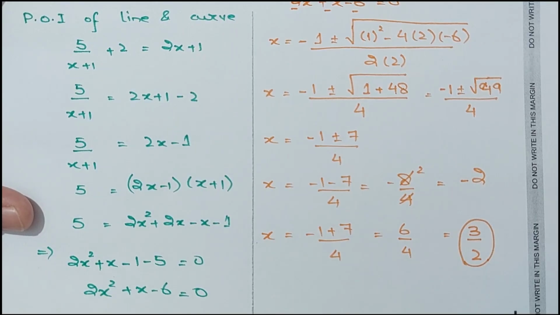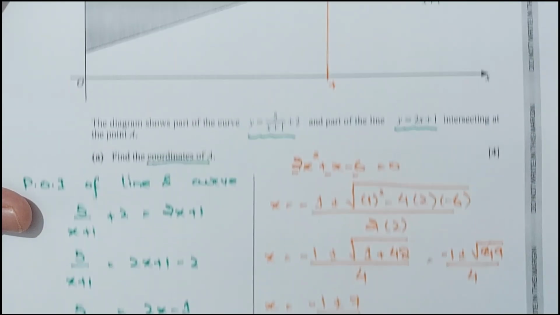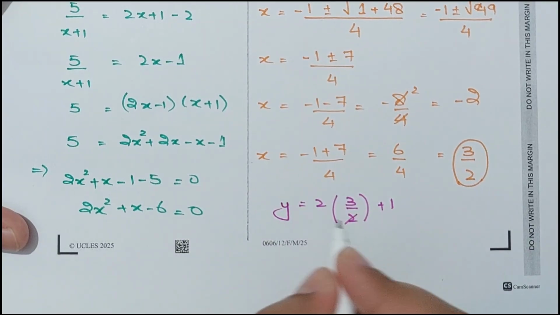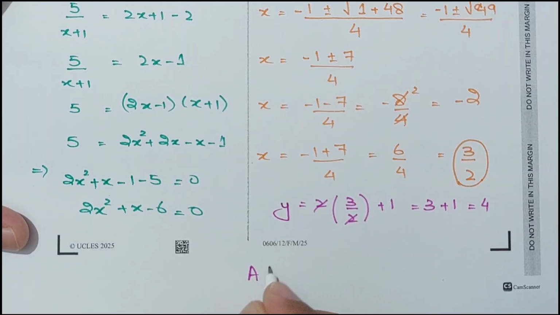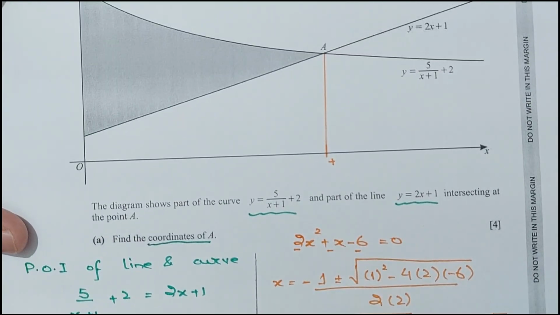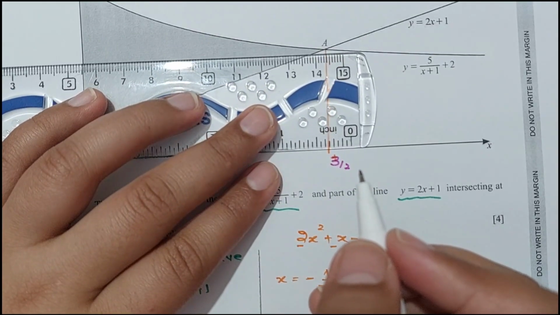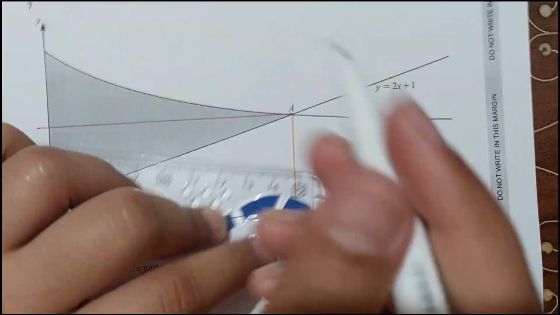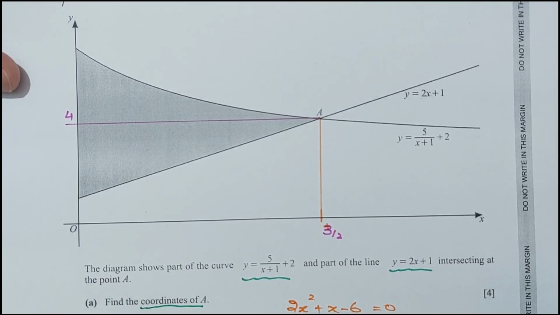Let me solve for the y coordinate. The x is already done. So y is equal to 2 times the x value plus 1. Plug into the line, 2x plus 1. 2 is cancelled with 2, this would be 3 plus 1, that is equal to 4. So we can say the point A has coordinates x, y. The x is 3 by 2 and the y is equal to 4. That is the coordinates of the point A.